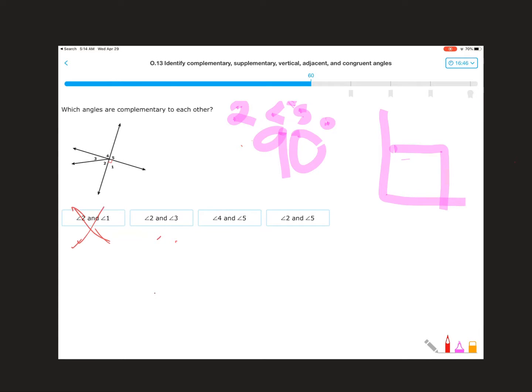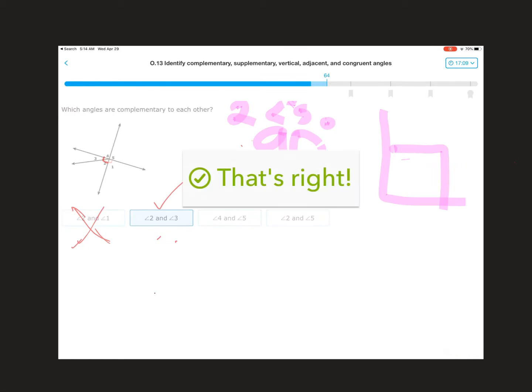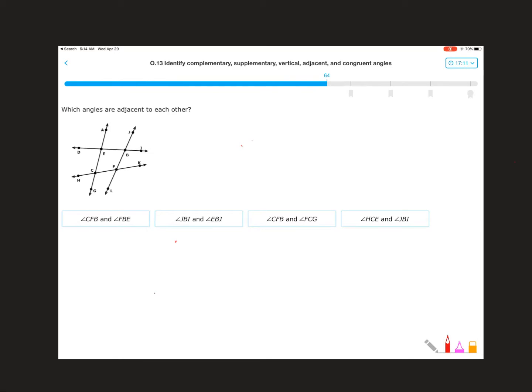Next, angle 2 plus angle 3. Angle 2 plus angle 3 gives me that 90 degree box. Boom, easy peasy. All right, it's actually easier to voice over this. So, two angles that add up to 90 degrees. All right, Smart Score 64. Remember, fast forward to the area that you need help.